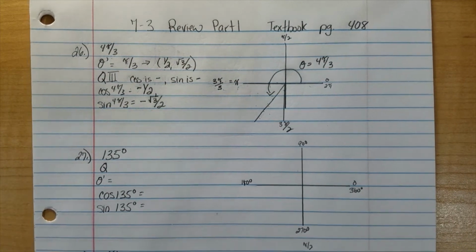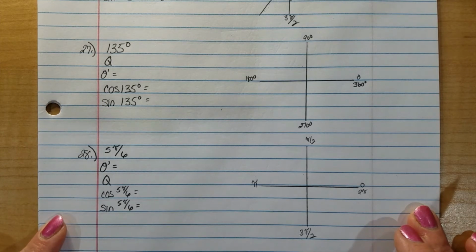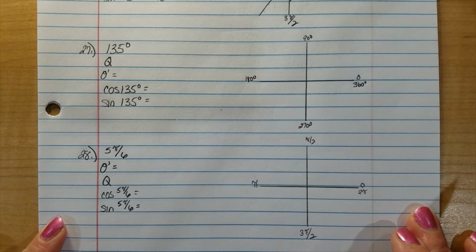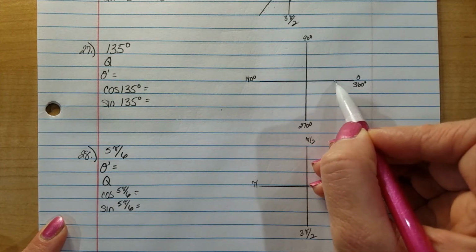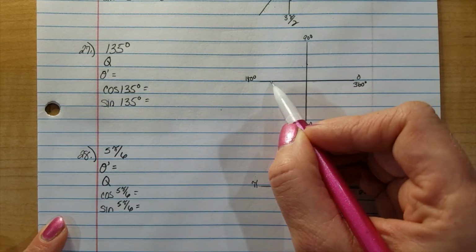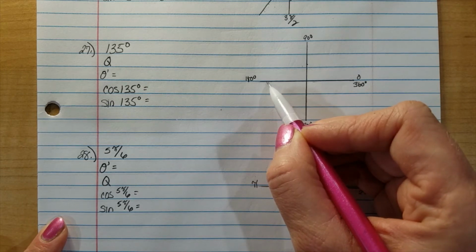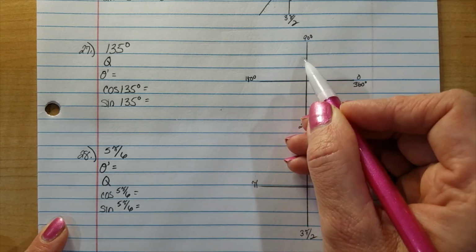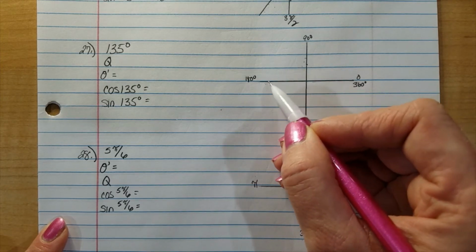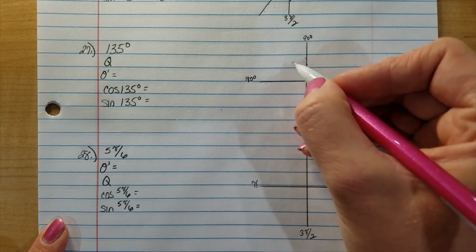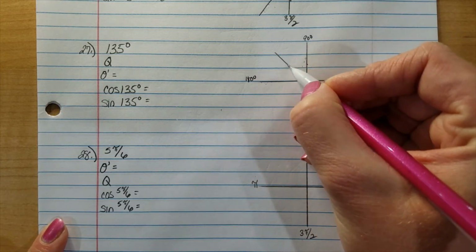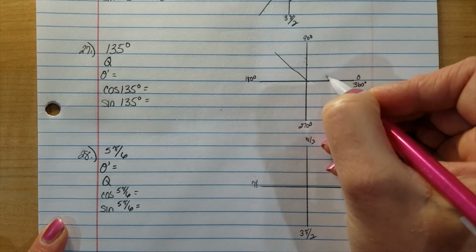Let's do another one using degrees. 135 degrees. Easy for me in degrees to find what quadrant an angle lies in. So if I'm going, here's my initial side, 90 degrees, 180 degrees. Well, 180 degrees is too far. 135 degrees is going to be between 90 and 180 degrees. 135 degrees is greater than 90 but less than 180. So I know the terminal side of my angle lies in quadrant 2.